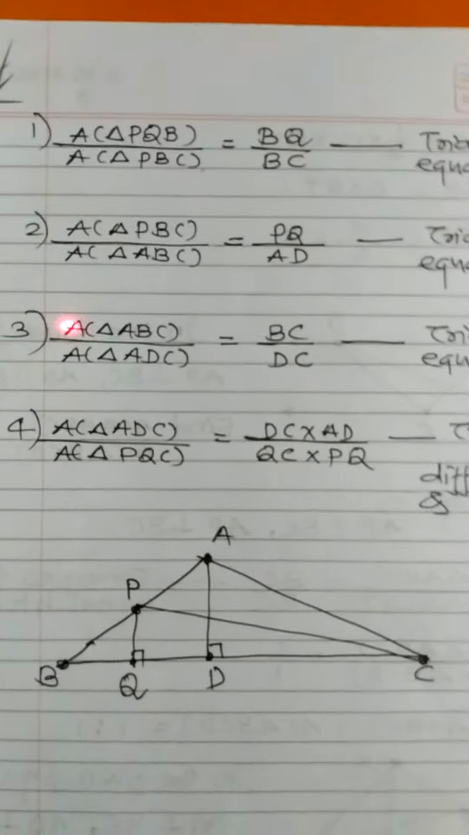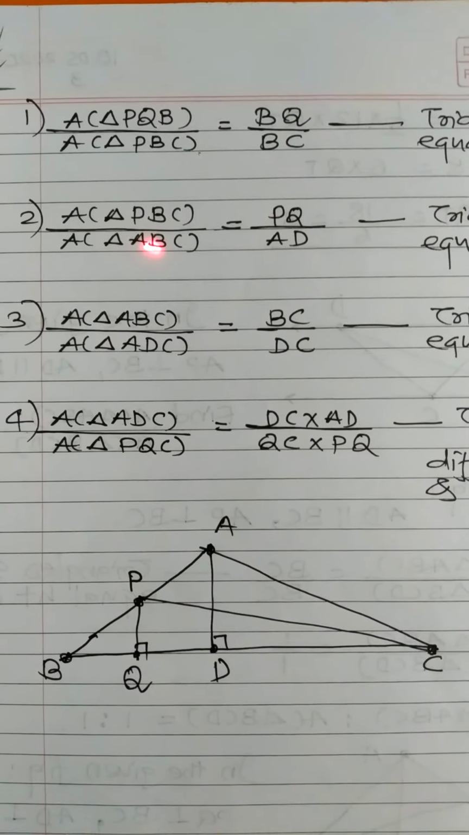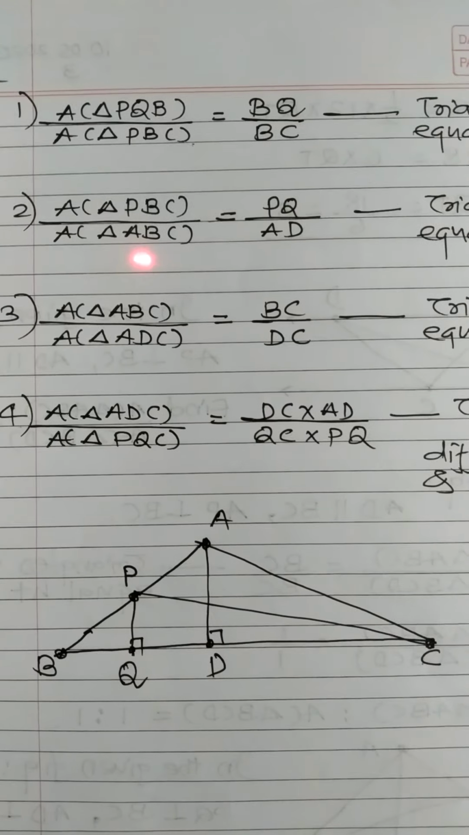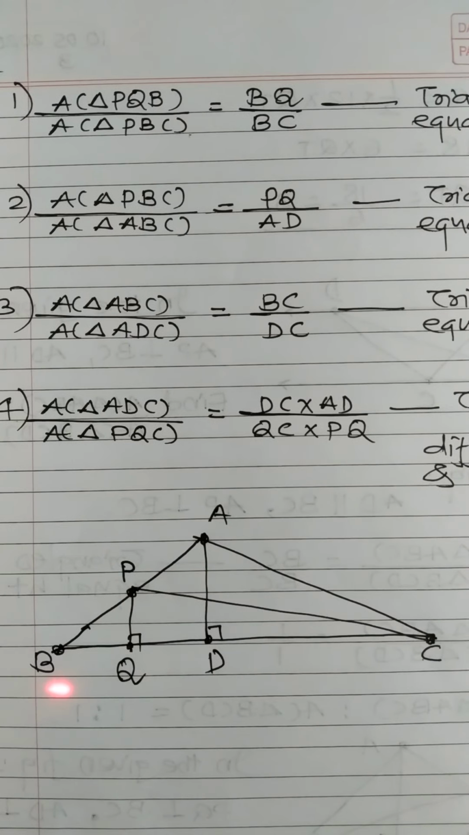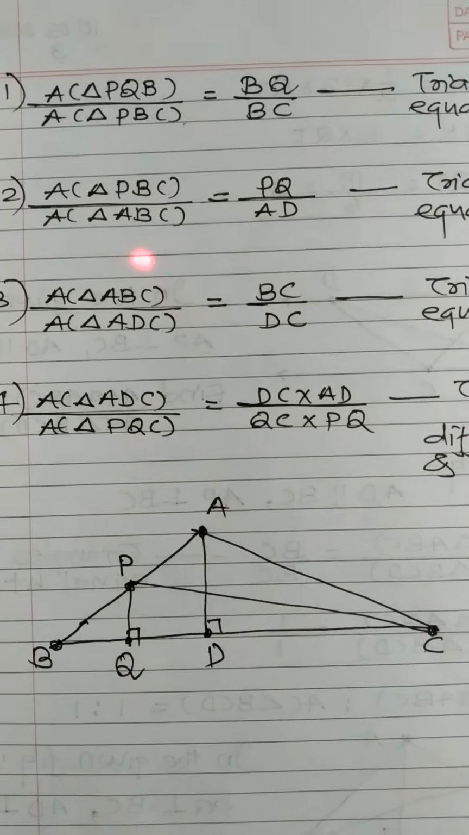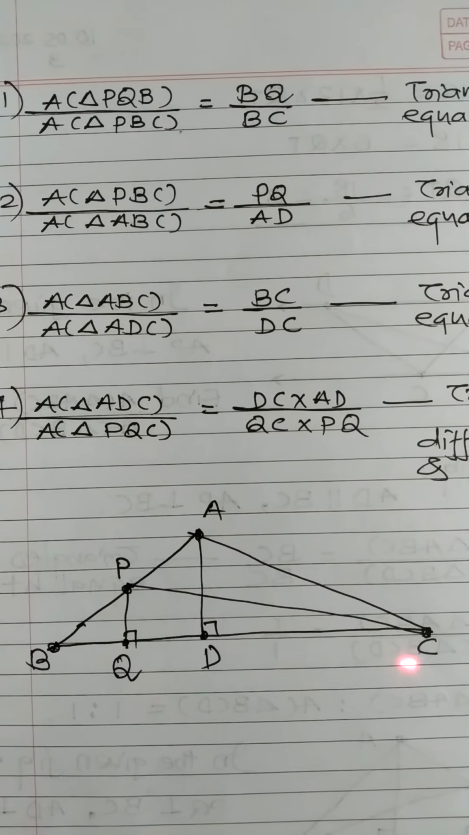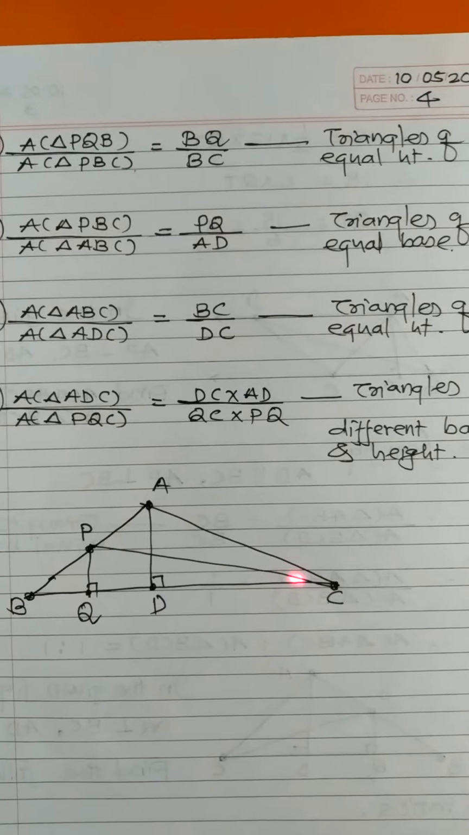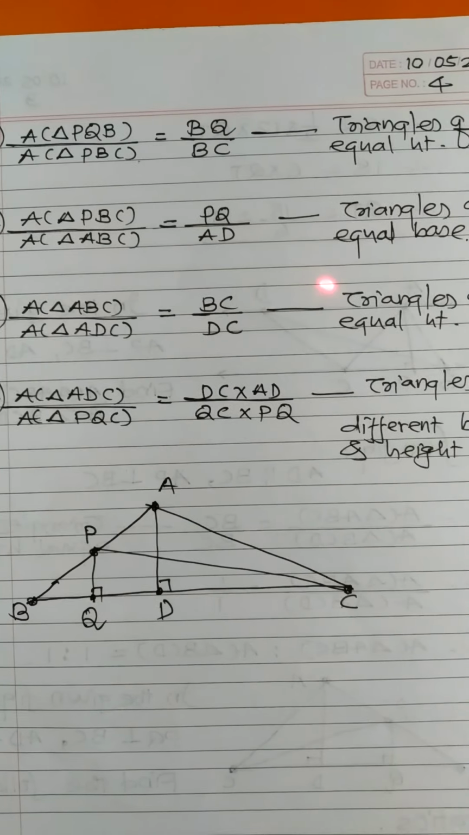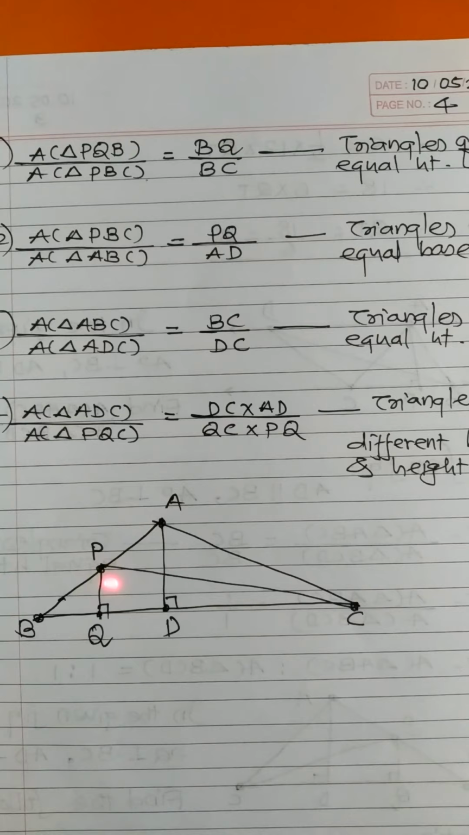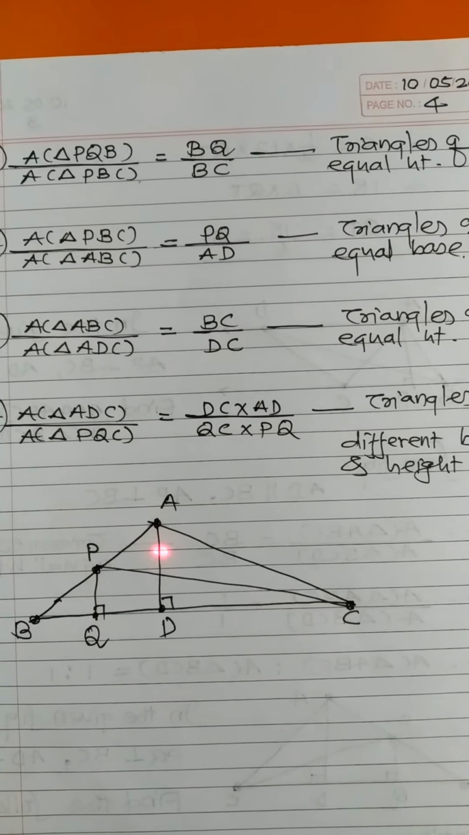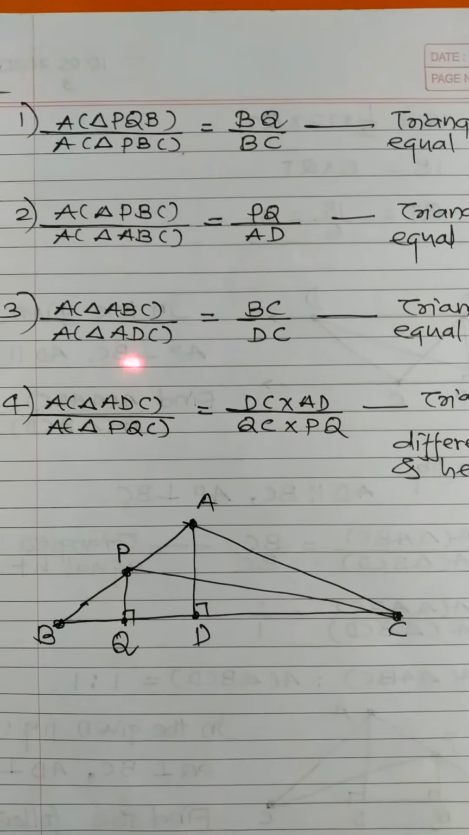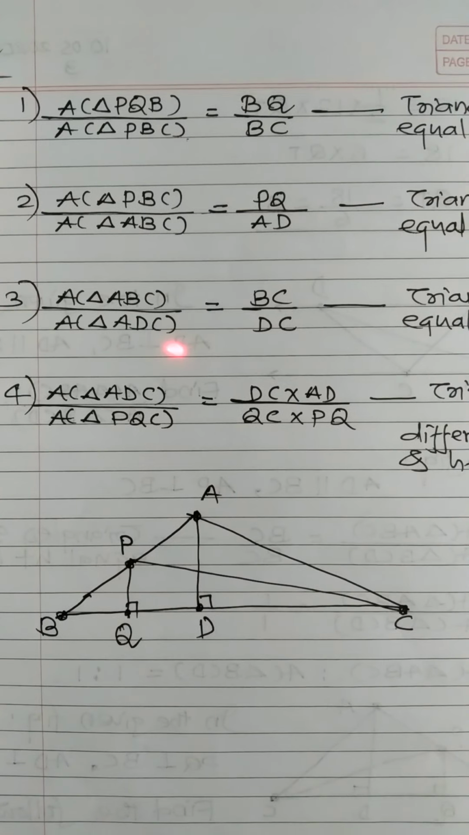What next? Second ratio: area of triangle PBC and the total triangle ABC. You can consider that the base is the same. So triangles of equal base have areas proportional to their corresponding heights. What is the height of the first triangle? PQ, and for the second triangle, AD. So PQ upon AD. Simple ratios are there. We just have to observe the figure.